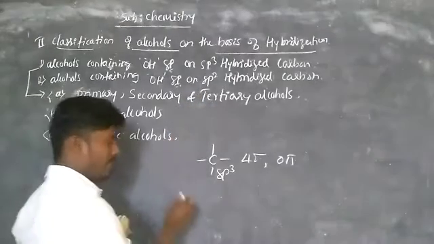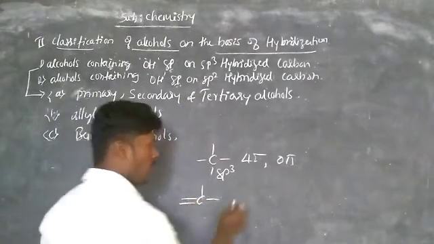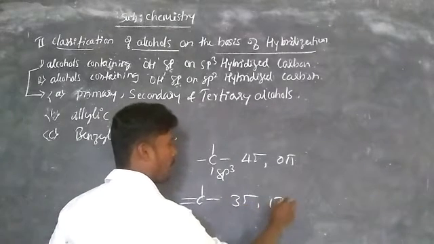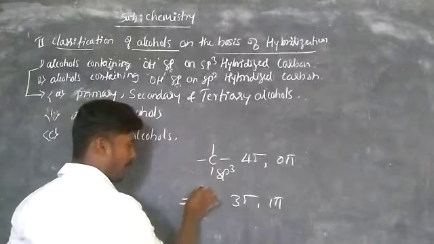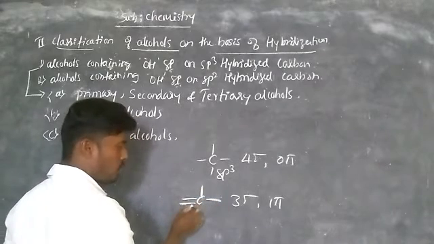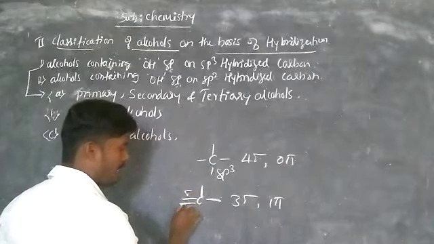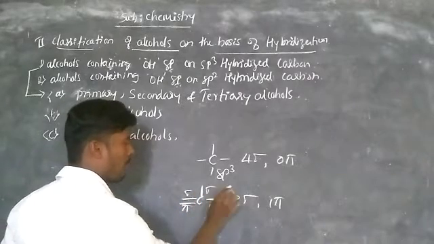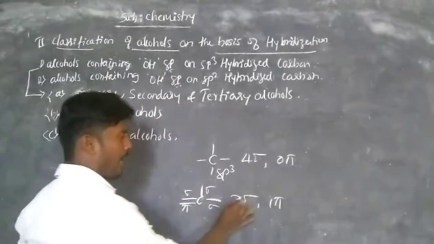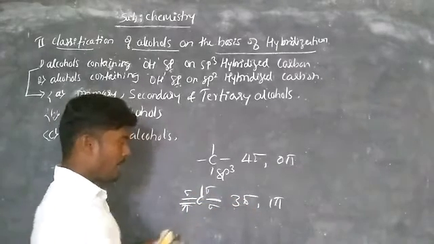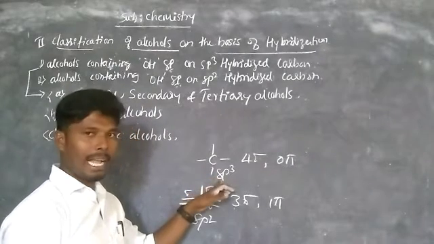Similarly, sp2 means the carbon that contains 3 sigma bonds and 1 pi bond. See here, there are 4 bonds around carbon. Here there are 2 bonds together. Out of 2, one is sigma bond and one is pi bond, and the remaining 2 single bonds are sigma bonds. So 1, 2, 3 sigma bonds and 1 pi bond. Such type of carbon is called sp2 hybridized carbon, and this is sp3 hybridized carbon.